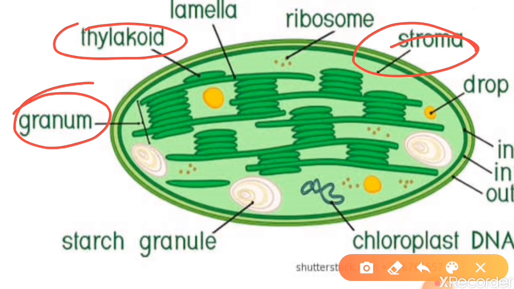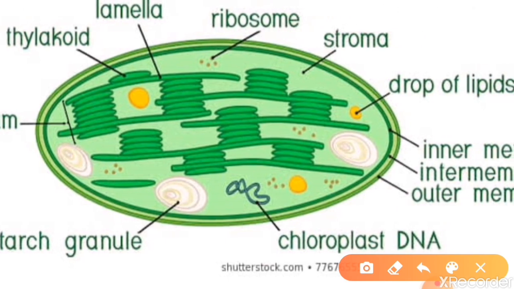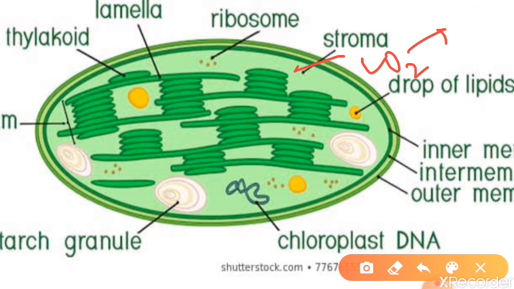What happens in photosynthesis? In photosynthesis, carbon dioxide and water combine to form carbohydrate. So this conversion of carbon dioxide to carbohydrate will occur in the stroma, and the energy that is required will be obtained from light, and that light energy will be trapped by the chlorophyll molecule. Then ATP is generated, about which you'll be learning in your senior classes, and that energy will be used to convert carbon dioxide to carbohydrate.